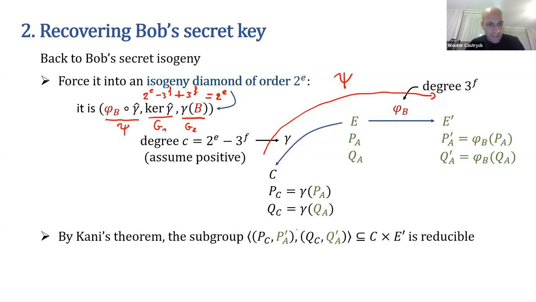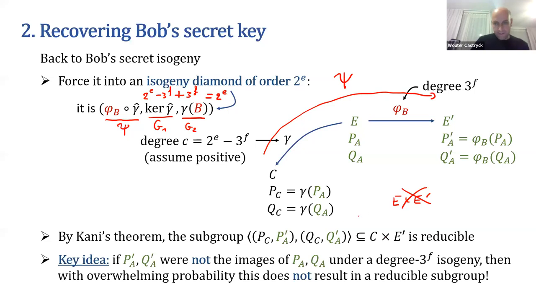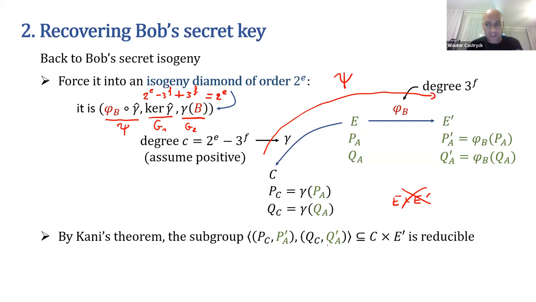The consequence is that if you now consider the graph of psi restricted to the 2 to the e torsion, that's precisely the group generated by PC and PA prime up to scalar, and QC and QA prime up to scalar. And it turns out that the scalar is actually 1 in this case. This will be a reducible subgroup of C cross E prime. So we no longer work on E cross E prime, but on this auxiliary curve C cross E prime. And the key idea is that we have now chosen parameters so that this is indeed reducible.